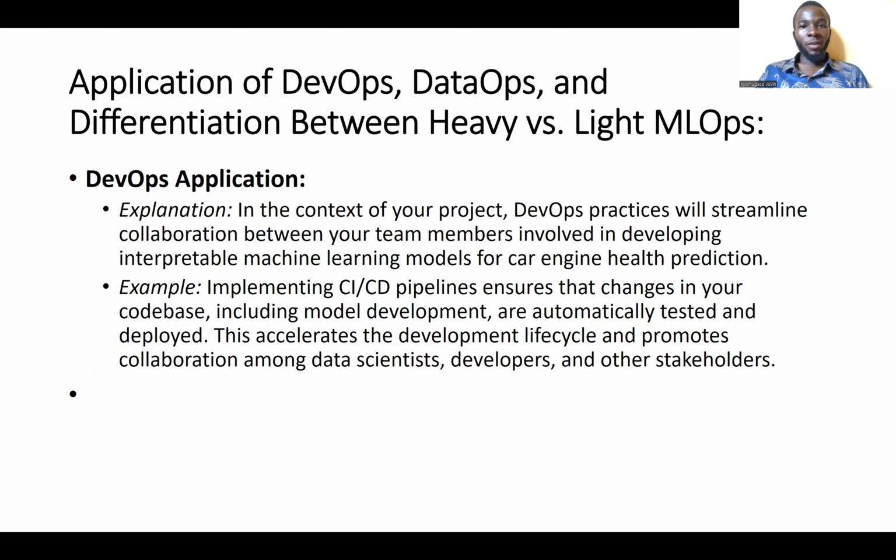So applications of DevOps, DataOps, and we differentiate between the heavy and light MLOps. In the context of our project, DevOps practices will streamline collaboration between our team members involved in developing. I've already explained this. DevOps is always about streamlining the collaboration between members. Some of its implementations will use CI and CD, which we have already looked at, which is continuous integration and continuous deployment.